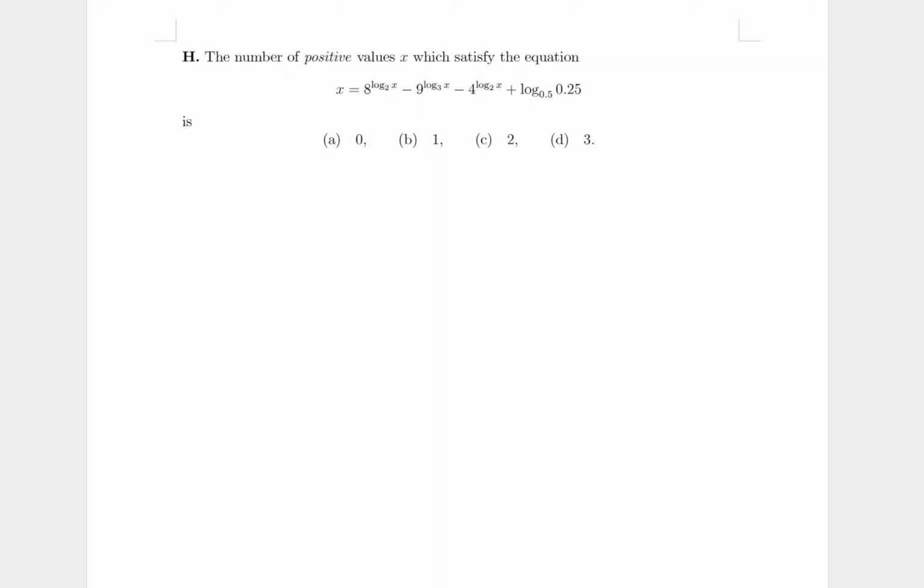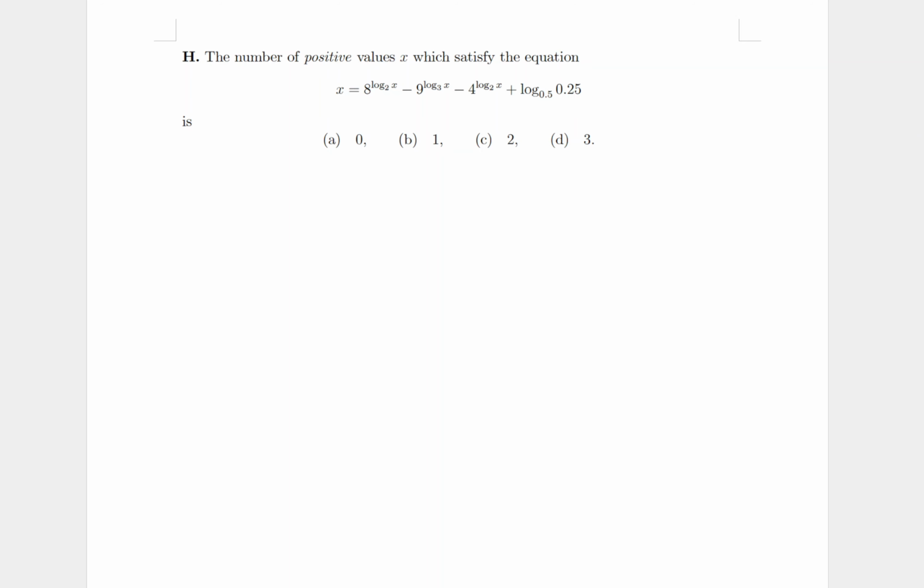Okay, so we move on to question H. The number of positive values x which satisfy the equation, that is how many? Well, I'm not sure why it tells you to look for positive values x, because you can't put some negative number in the logarithms anyway. So maybe that's only a friendly reminder. But do correct me if I'm wrong. Maybe it's necessary to say that.